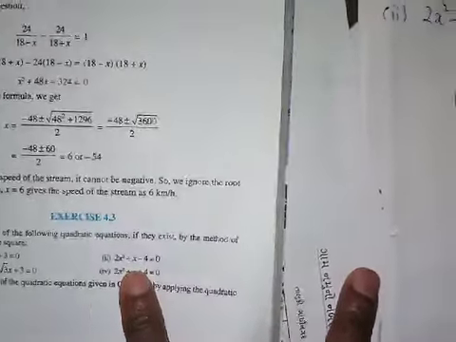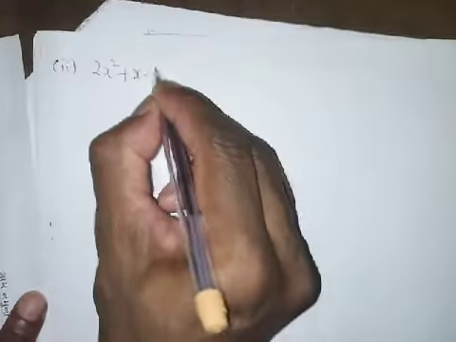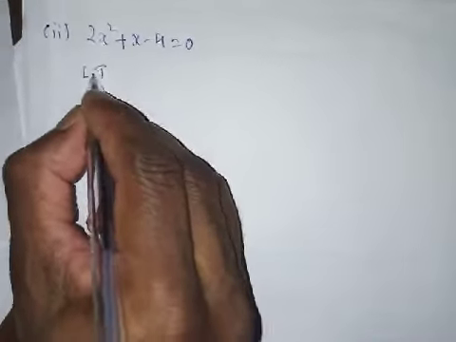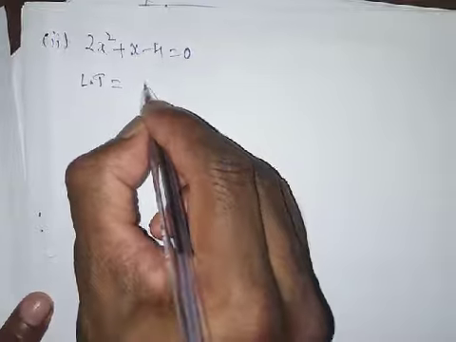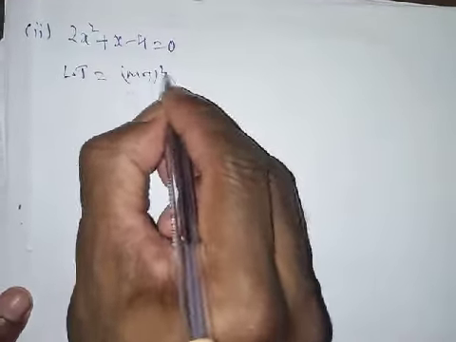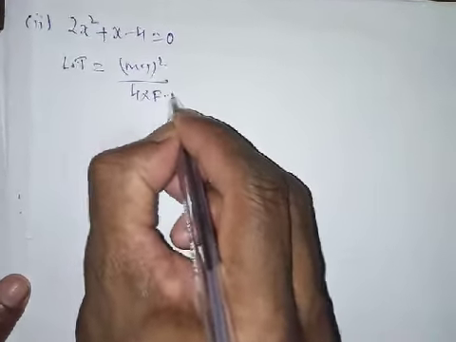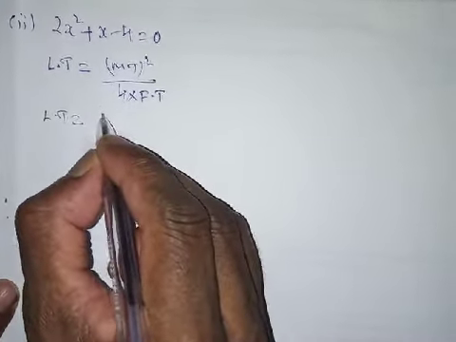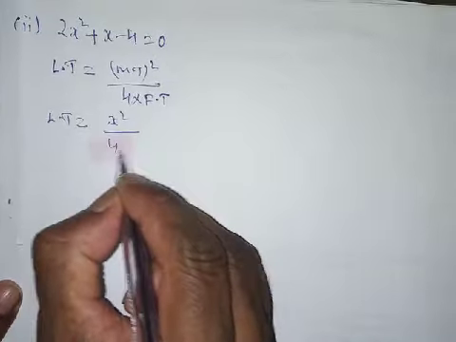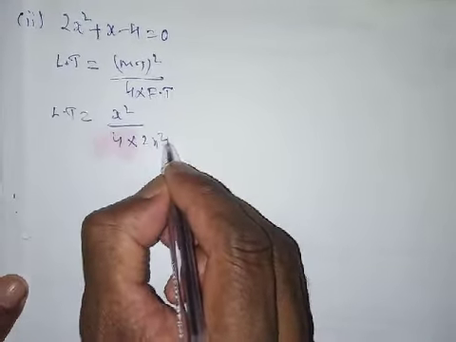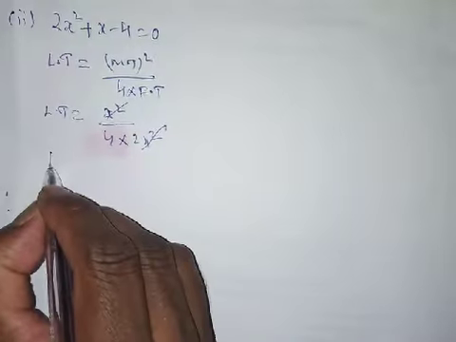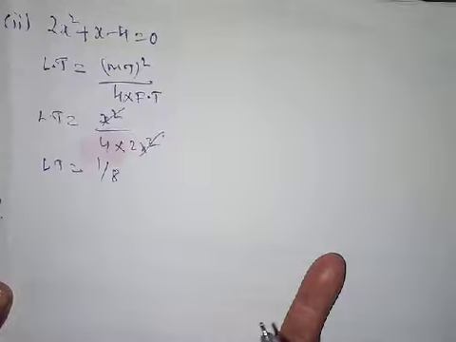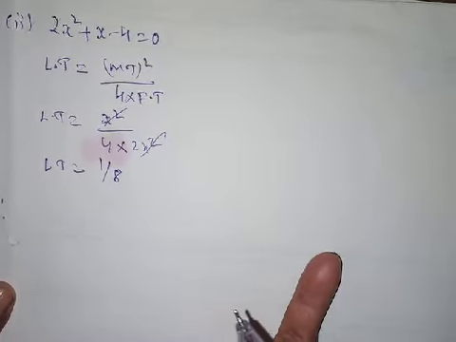2x square plus x minus 4 is equal to 0. So again LT. LT means last term, middle term square, 4 into first term. Is it? So LT is equal to, middle term is what? x. So x square, 4 into first term is 2x square. x square cancel. So LT is equal to 1 upon 8. Okay. So now last term should be 1 upon 8.